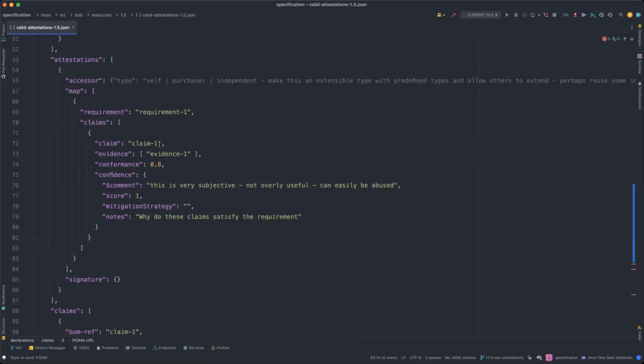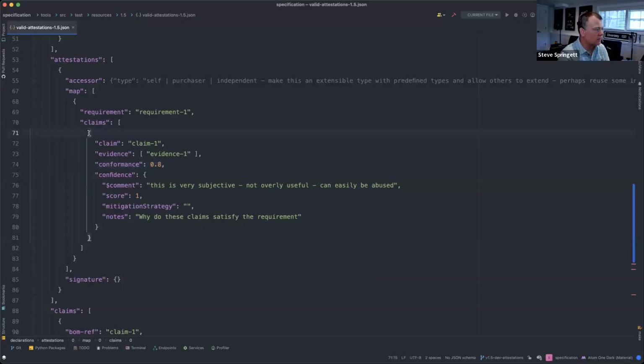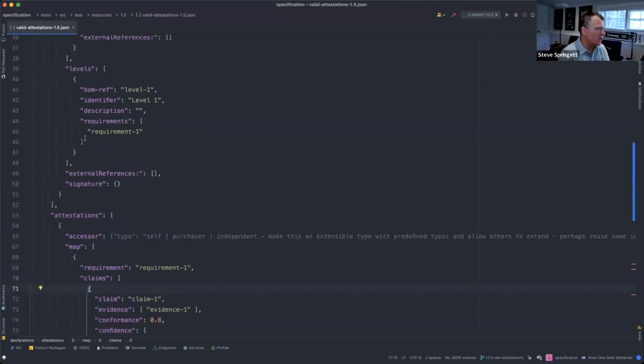So does this mean that I'm 80% conformant in meeting the claim? Yes. Or 80% conformant in meeting the requirement? Because I think if it's relative to the claim, then it should be in the claim and not here. Well, this is the claim. Well, no, wait. Yeah, I see Jeff's point. This is the attestation though.